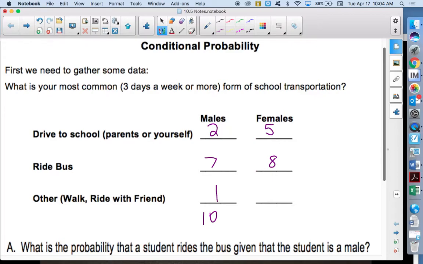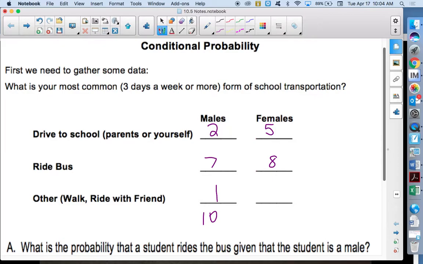One person walks to school too. Is what? How do you get to school? Walk? Wait, what? How do you go to school? Ride the bus, drive to school. I get ridden. That's the best. Wait, I get rode. Who drives you to school?